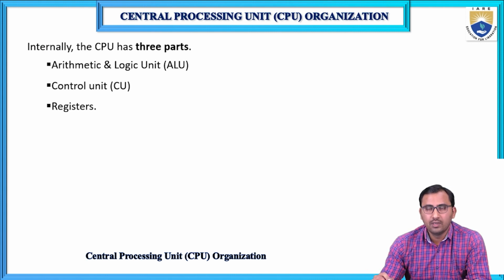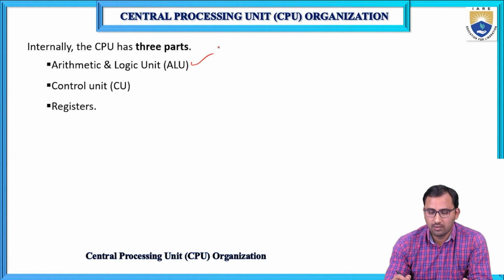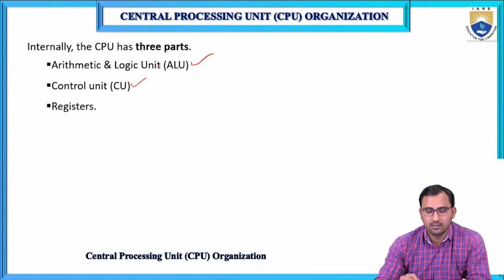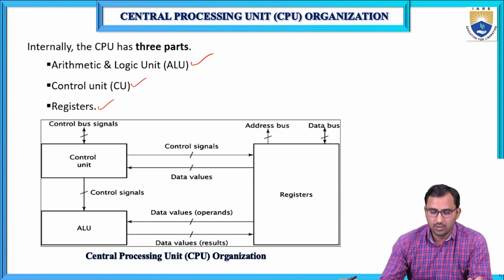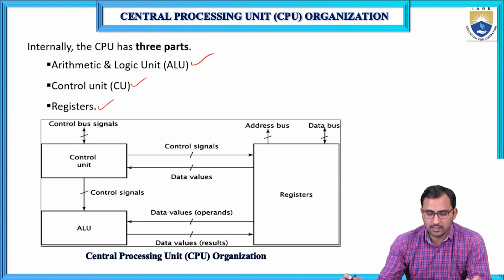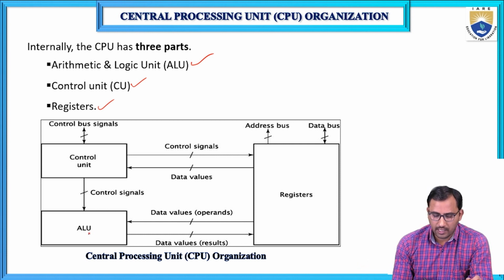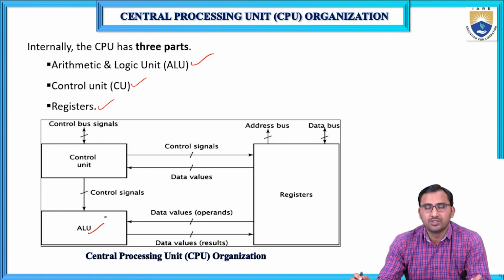Already we know the CPU has three parts: the ALU (arithmetic and logic unit), the control unit, and the registers. These are the three essential components of the CPU. If you look into the internal structure of the CPU, the CPU organization consists mainly of the ALU.